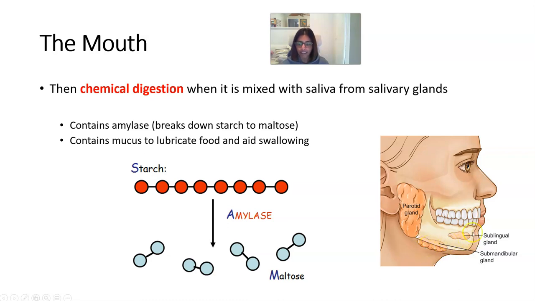Now, again, these salivary glands contain salivary amylase, which breaks down starch into maltose. So a good way of remembering this is SAM. Starch, amylase, maltose. And this only occurs in the mouth. So that's where the first stage of chemical digestion occurs.